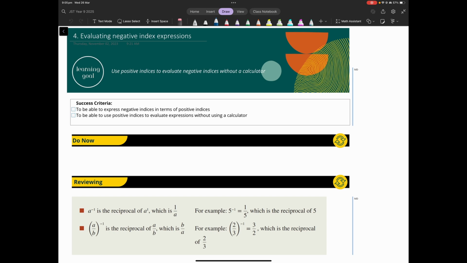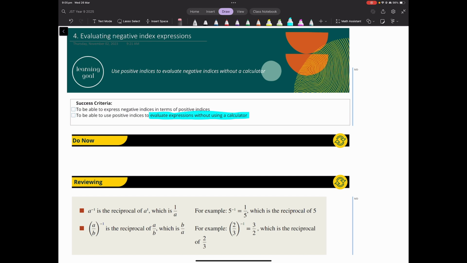Just a quick video going through this lesson 4, evaluating negative index expressions. We'll come back to lesson 3 when I'm back with you guys, hopefully tomorrow. But yeah, for today we're going to go through this one. We did already look at negative indices back when we were doing indices A. The difference here is that we're actually going to be evaluating expressions that include negative indices.